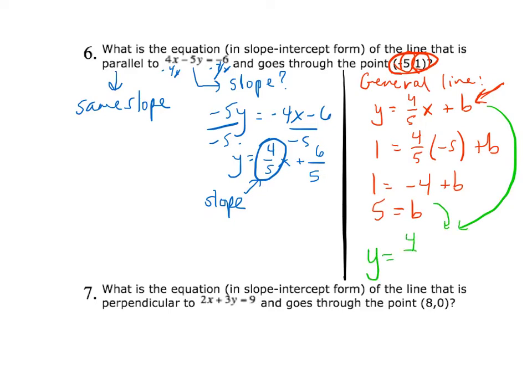So your final answer comes from this and this. y equals 4/5 x plus 5. The b goes here. Everything else comes from up here. And this is your final answer. This is parallel to this line and goes through this point.